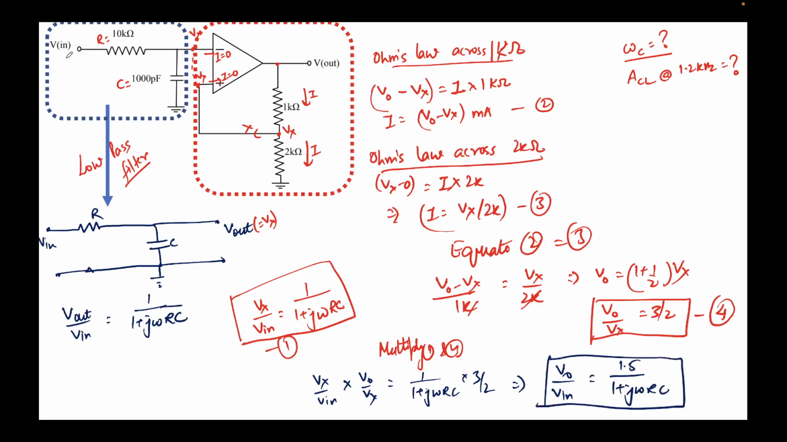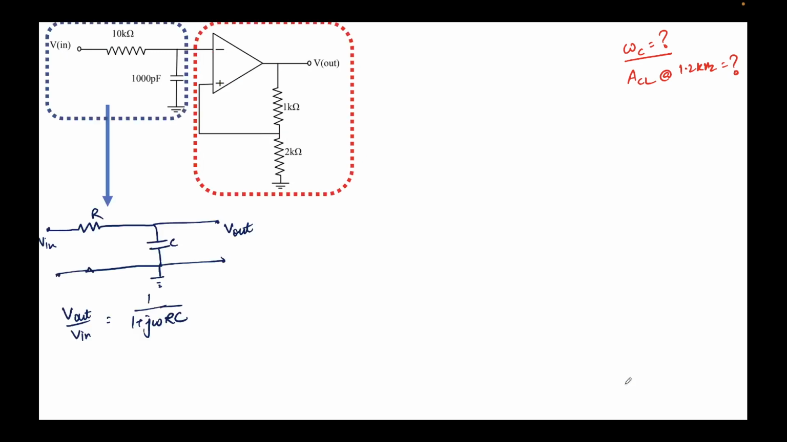Omega is nothing but the input frequency of this circuit. So omega is 2 pi f. The units of omega are radians per second, and if it's f, the units of frequency are hertz, right? So this is the expression that we have gotten. I'll go to the next slide.